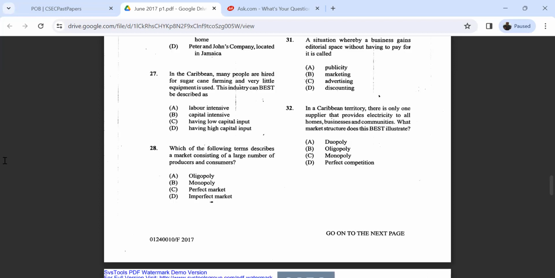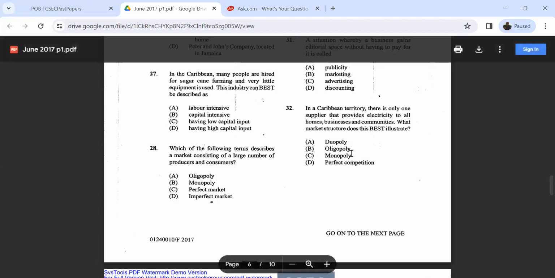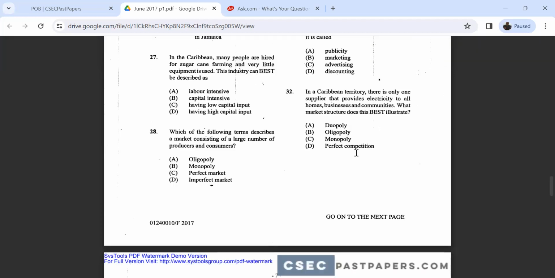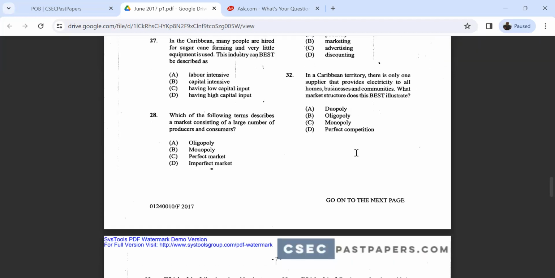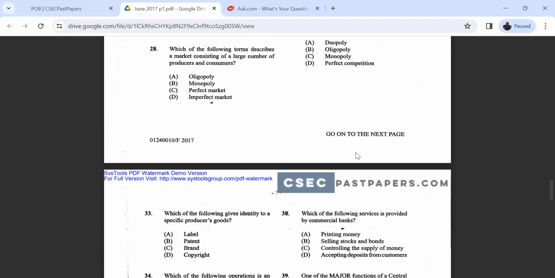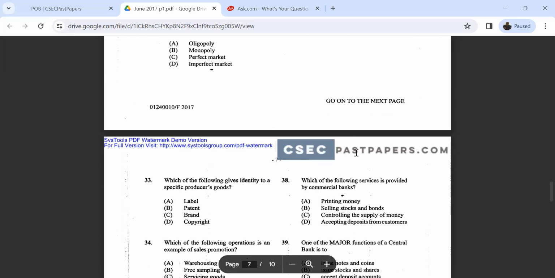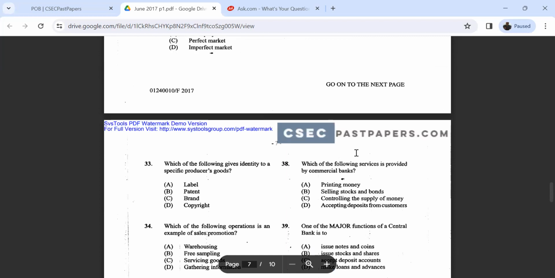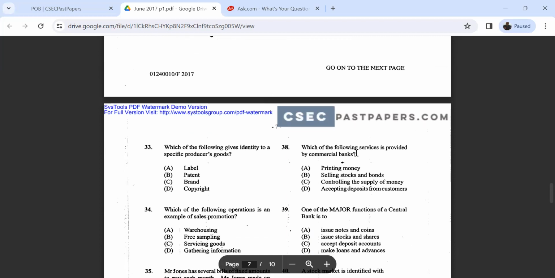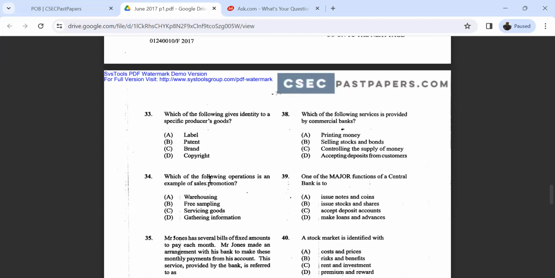You know what an oligopoly is? You know what perfect competition is? Duopoly. What does duo mean? Two, right? So a duopoly has two firms selling. Like B-Mobile and Digicel.